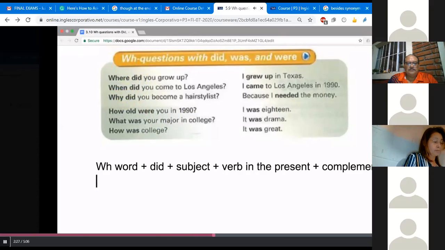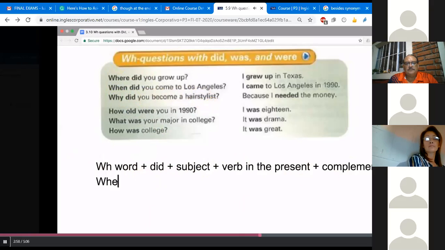When forming questions in the past tense with any verb that is not the verb to be, we can follow this formula. WH word plus did plus subject plus verb in the present plus complement. This is the case of our first three questions. Where did you grow up? When did you come to Los Angeles? Why did you become a hairstylist?